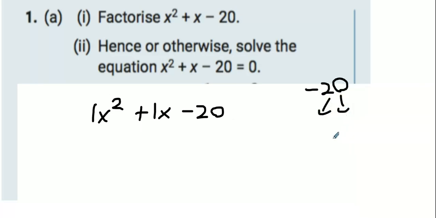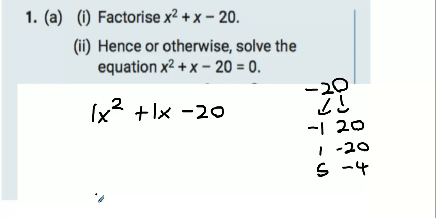And what two numbers? What about minus 1 and 20? No. 1 and minus 20? No, we have to make 1 in the middle. What about 5 and minus 4? Does 5 and minus 4 work?